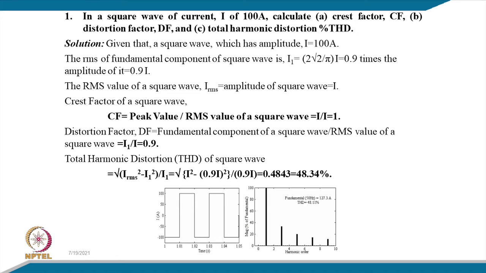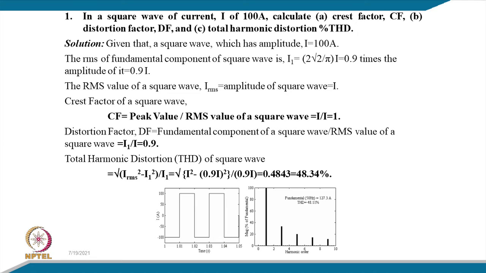So this becomes 0.9. And the total harmonic distortion of this square wave is equal to the square root of I RMS square minus I1 square, divided by I1, and the total RMS here is I. So that becomes the square root of I square minus 0.9 I square, divided by 0.9 I. So I cancels out and you get 0.4843, and if you take it in percentage, it becomes 48.34%.